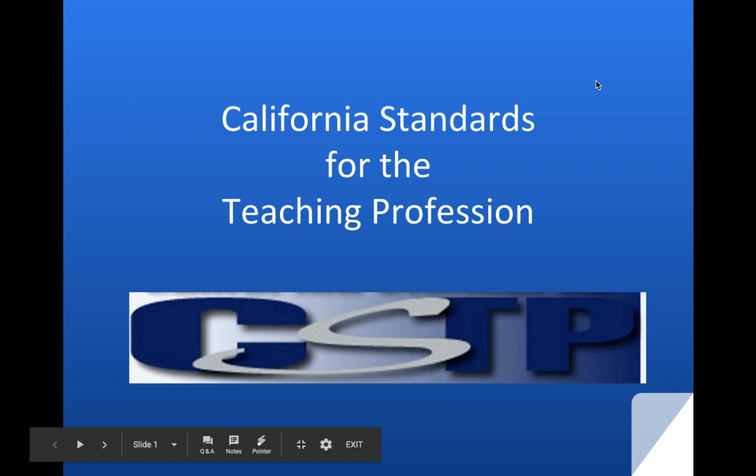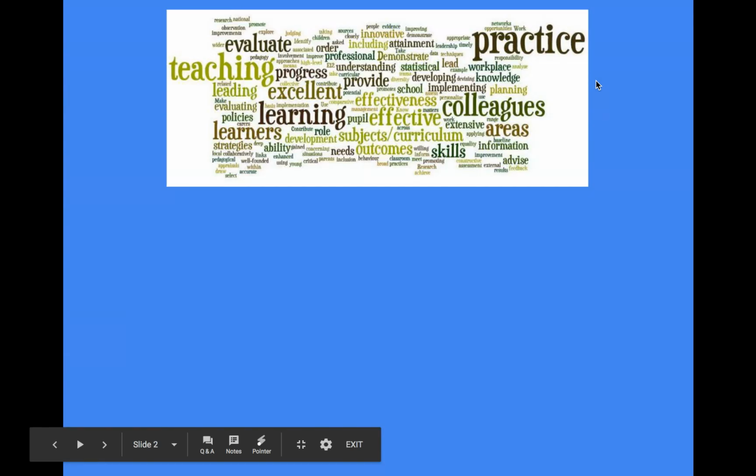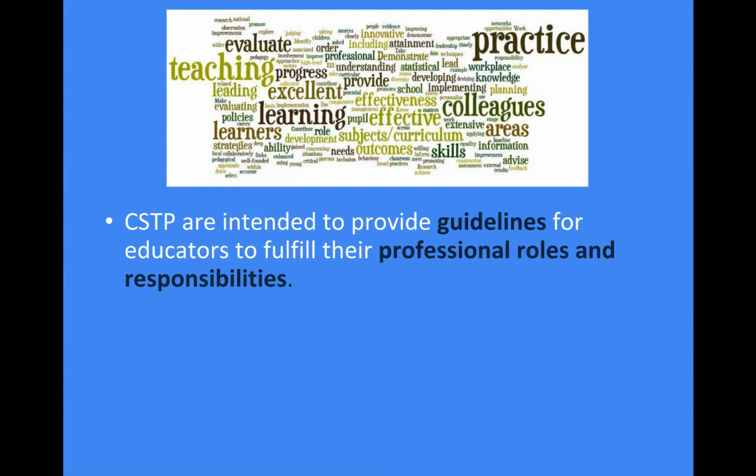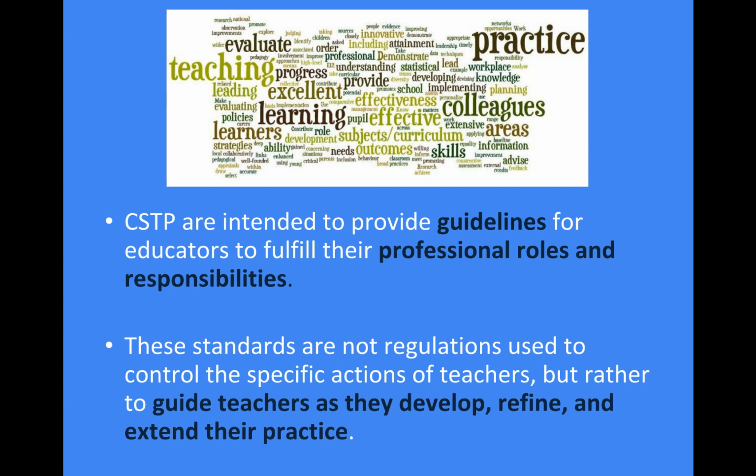California standards for the teaching profession, known as the CSTP, are intended to provide guidelines for educators to fulfill their professional roles and responsibilities. These standards are not regulations used to control the specific actions of teachers, but rather to guide teachers as they develop, refine, and extend their practice.